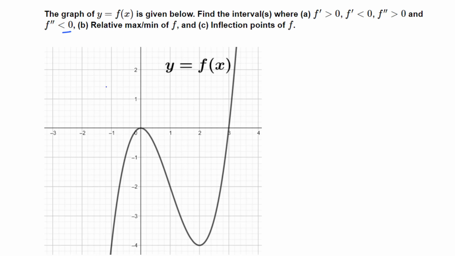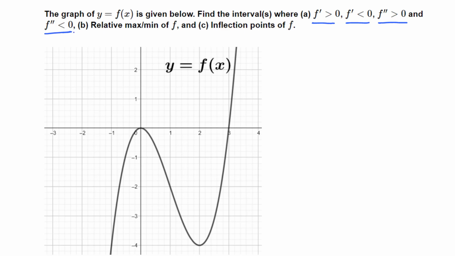The graph of y equals f is given below. So we got a graph. Find the intervals where f prime is bigger than 0, first derivative positive, first derivative negative, second derivative positive, and second derivative negative.